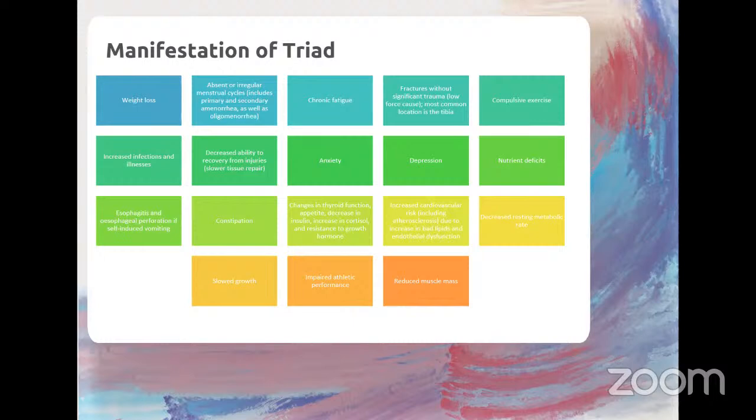Next is increased infections and illness. This is mainly because you are not giving your body good rest, you're not having healthy food, or the amount of food you're having is not enough for your body. Then decreased ability to recover from injuries, anxiety, and depression. So this time it is not only medical and physiological problems, but also psychological issues. The athlete might be suffering from depression, they feel sad, they are not interested or excited about their daily course or exercises, and they are feeling guilty. All these things you will understand when you talk to the athlete, or through normal conversations.